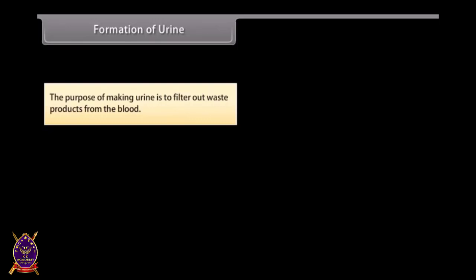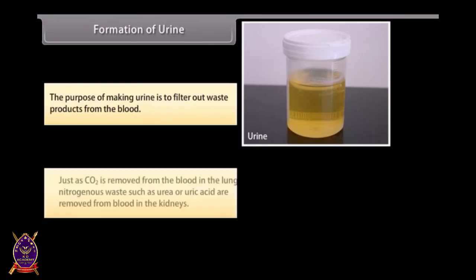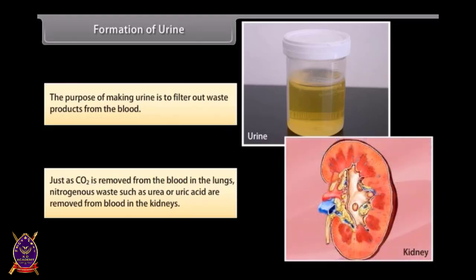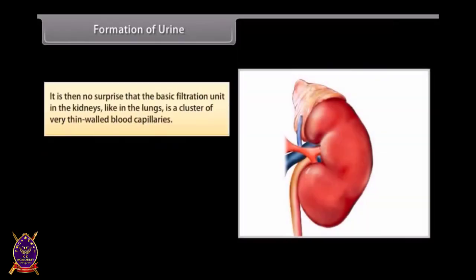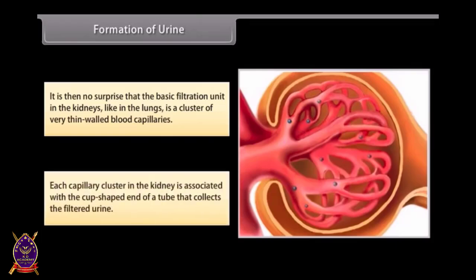Formation of urine. The purpose of making urine is to filter out waste products from the blood. Just as CO2 is removed from the blood in the lungs, nitrogenous waste such as urea or uric acid are removed from blood in the kidneys. It is then no surprise that the basic filtration unit in kidneys, like in the lungs, is a cluster of very thin-walled blood capillaries.